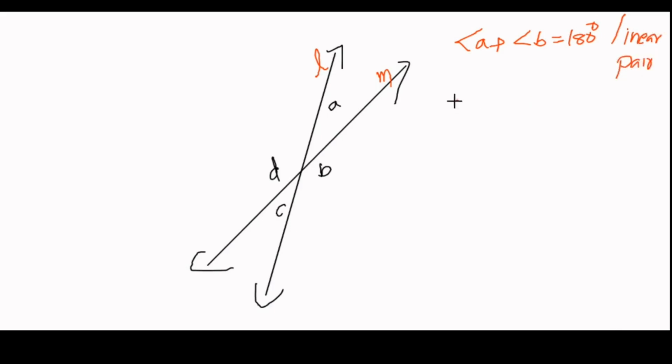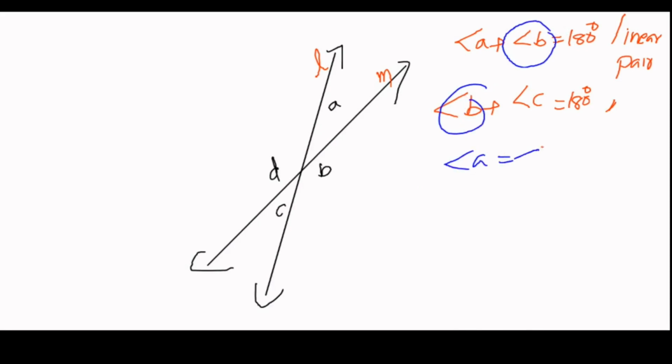We know that angle A plus angle B, if measured, will be 180 degrees because it is on line L, and the sum of the measures of angle B and C also will be 180 degrees because it is on line M. We know that a linear pair will be 180 degrees, and if we look into this, angle B is common, that means angle A is equal to angle C by measure, and they are already told as opposite angles. Such angles are named as vertically opposite angles and they will be congruent, they will be equal.